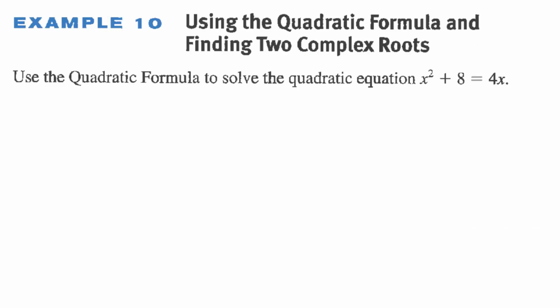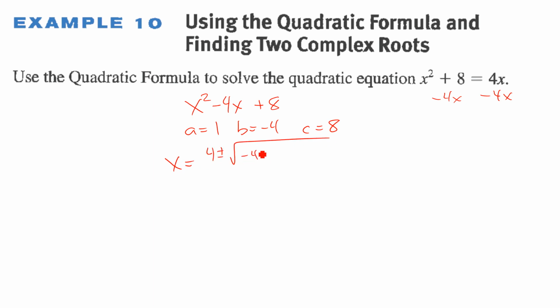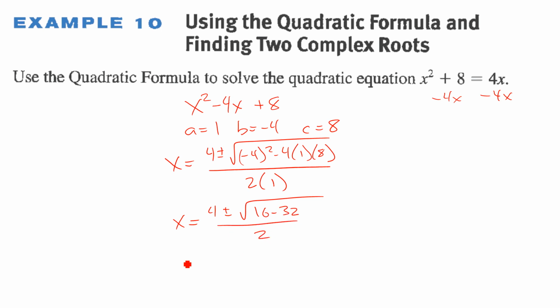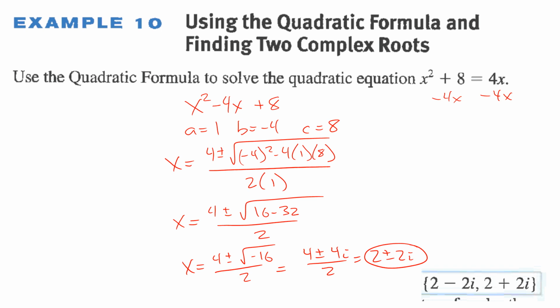Okay. All right, we'll try it one more time, and this is just a reminder that you need 0 on one side. So we're going to move this 4x over before we get started. So we'll say x squared minus 4x plus 8. a is 1, b is negative 4, c is 8. x equals negative b plus or minus the square root of b squared minus 4ac all over 2a. And so we'll get x equals 4 plus or minus the square root of 16 minus 32 over 2. x equals 4 plus or minus the square root of negative 16 over 2. That's 4 plus or minus 4i over 2. And so our answer is 2 plus or minus 2i for our solution.